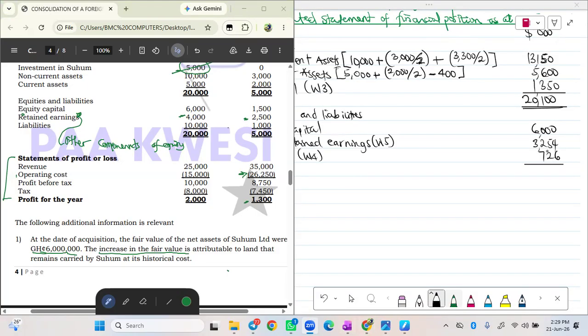9254 plus 726. Off the air condition. It's raining. Off the air condition. 9980.